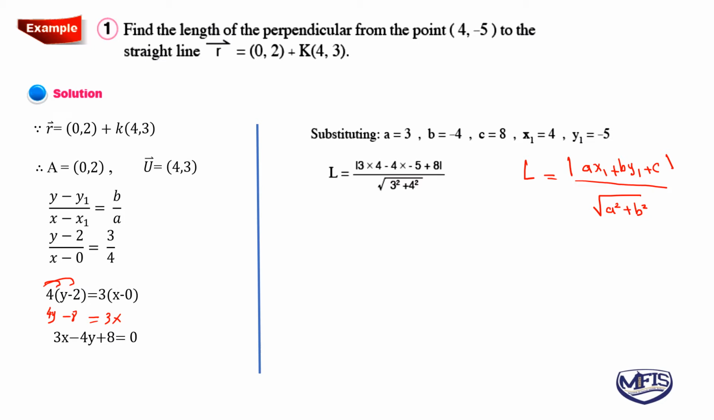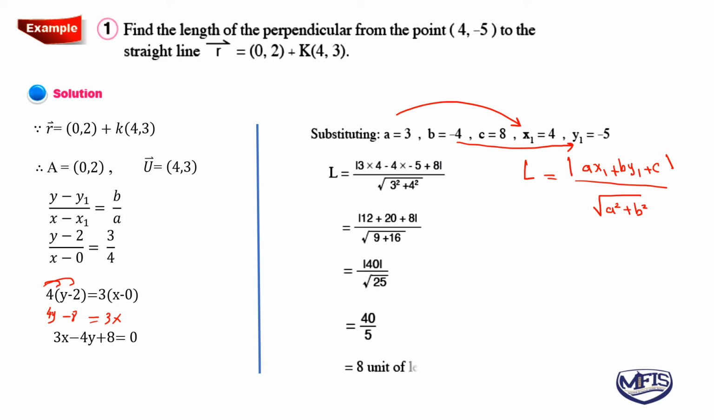So we have the absolute value of 3 multiplied by 4, and B, which is negative 4, times y1, which is negative 5, plus C, which is 8, over root (A² + B²), which is root (3² + 4²). So the length of the perpendicular will be the absolute value of 40 over root 25, so it will be 40 over 5. So the length of the perpendicular equals 8 units of length.